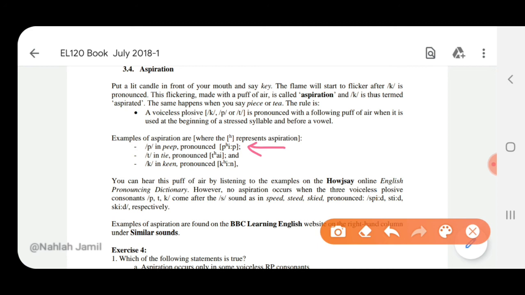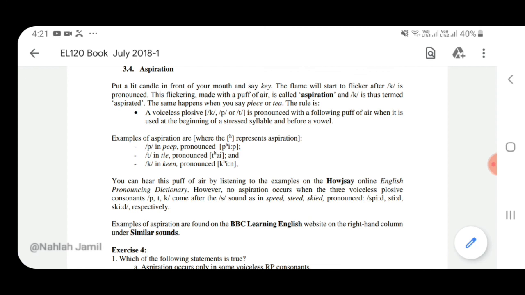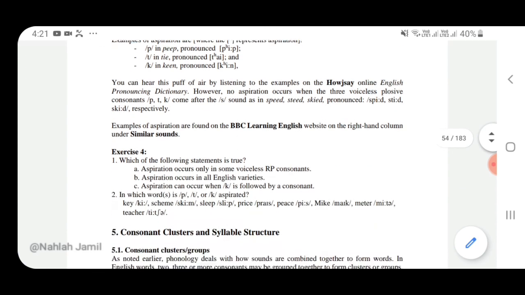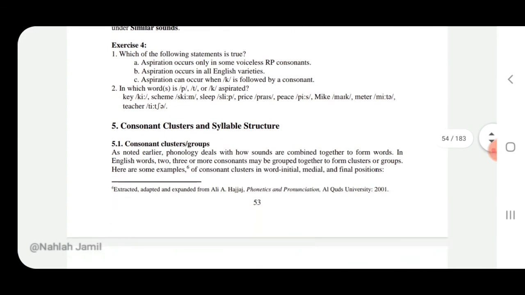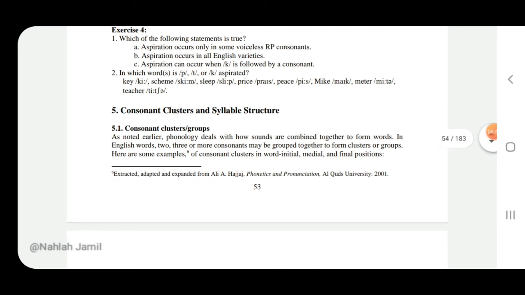And the symbol for aspiration is this, a small letter h at the top. So that is what represents aspiration, and that is it for aspiration. We will see consonant clusters in the next video, and after that we will cover the last part, that is the syllable structure.